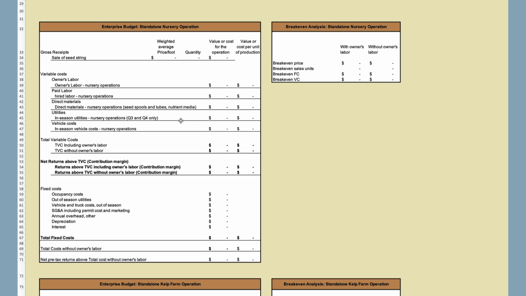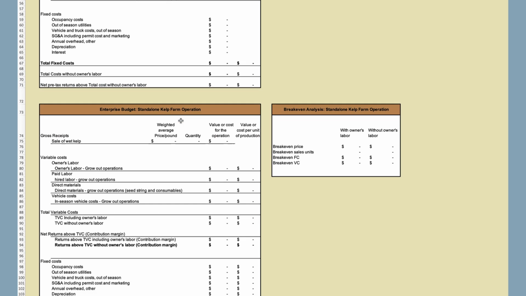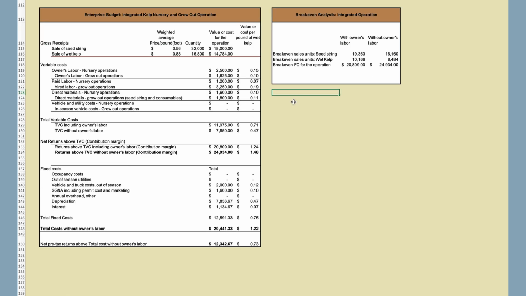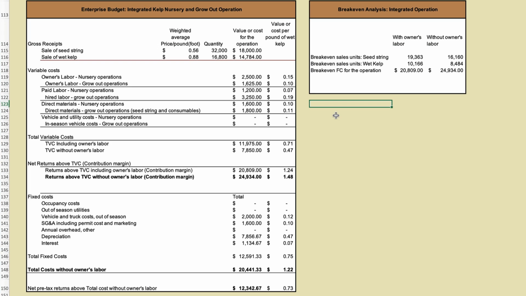Okay, so this model has switches that would switch on a standalone nursery operation enterprise budget if that's what we were doing. Likewise with a standalone kelp farm operation. Okay, so here we have an enterprise budget for an integrated operation.